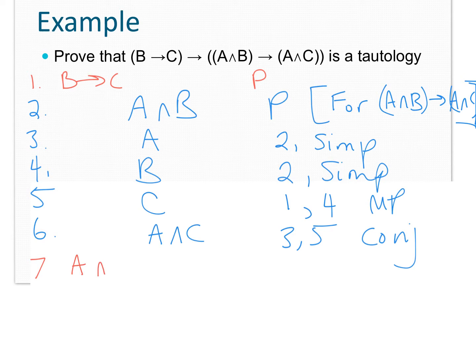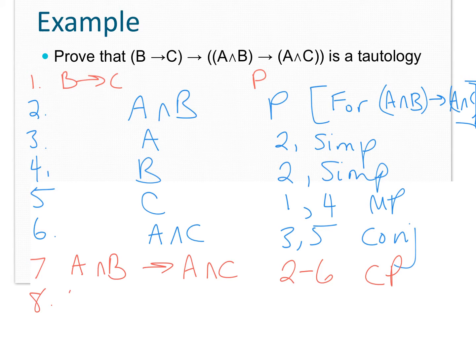A and B implies A and C, and that is based on lines 2 through 6, not 2 comma 6, and the conditional proof rule, right? And now look, line 1 is where I wanted to get from, line 7 is where I wanted to get to, so I'm done. Your book would just write QED here.